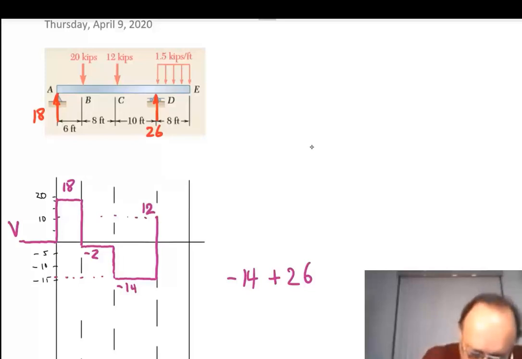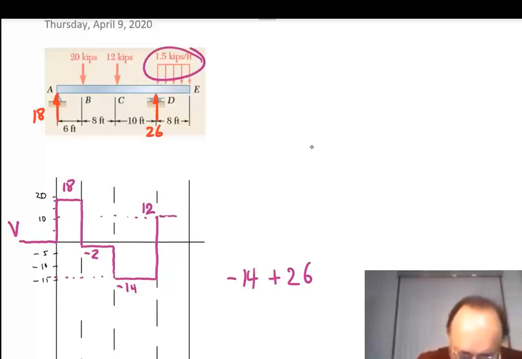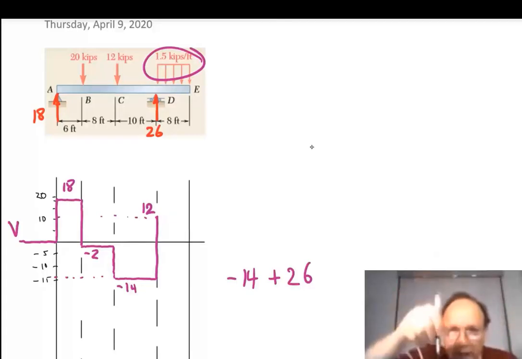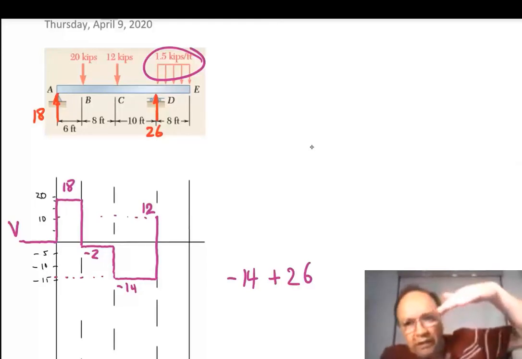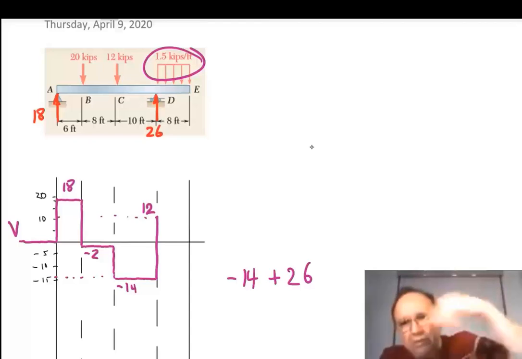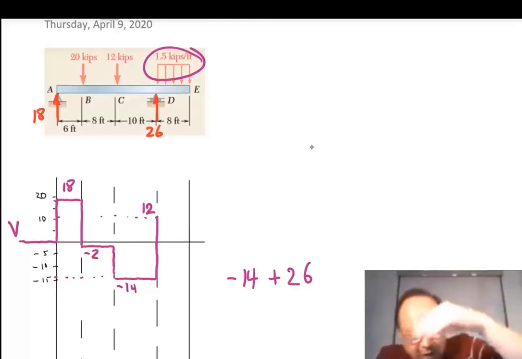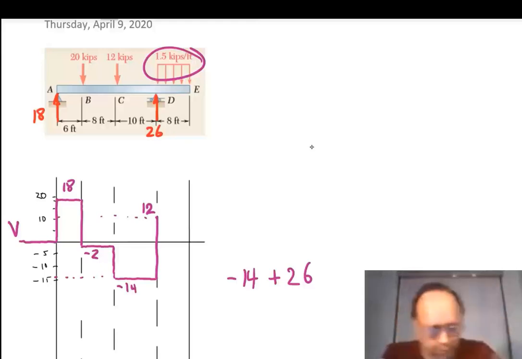And then what happens here? I cannot keep going horizontal because I have a load that is telling me go down. So I have to go down. But I'm not going to go down on a vertical line. The load is telling me to go down smoothly, gradually down, at a rate of 1.5 kips per foot.